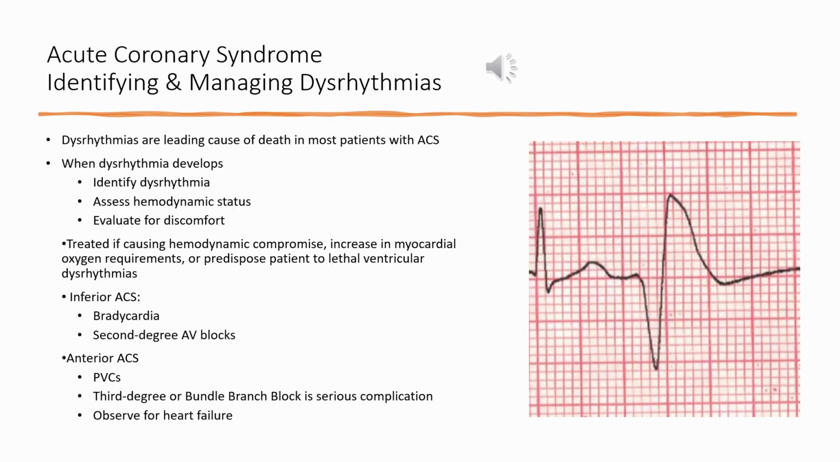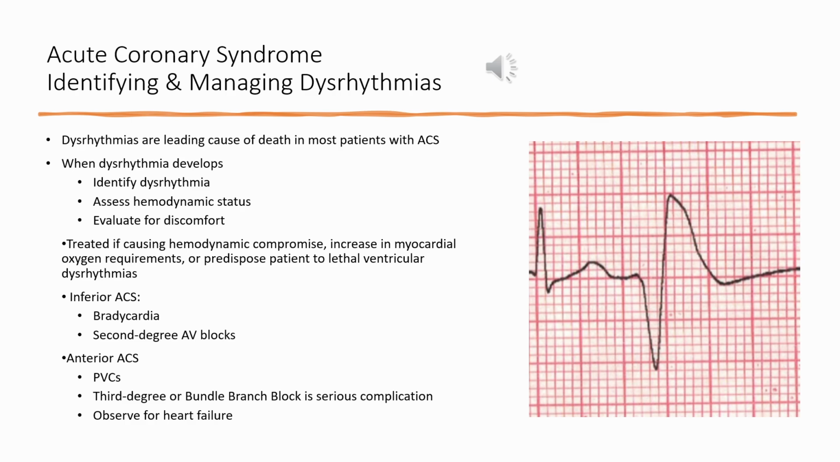All right, so now let's talk about dysrhythmias, which are a major complication in patients with acute coronary syndrome and one of the leading causes of death. So for our patients, early identification and intervention can make all the difference here. When a dysrhythmia develops, we need to take a systematic approach. First, we need to identify the dysrhythmia. So what are we actually seeing on the monitor? And next, we need to assess the patient's hemodynamic status, meaning how is their blood pressure? Are they perfusing well? And finally, we're going to evaluate for any discomfort. So we're going to see if the patient is symptomatic. Are they feeling lightheaded, short of breath, or are they having any chest pain?